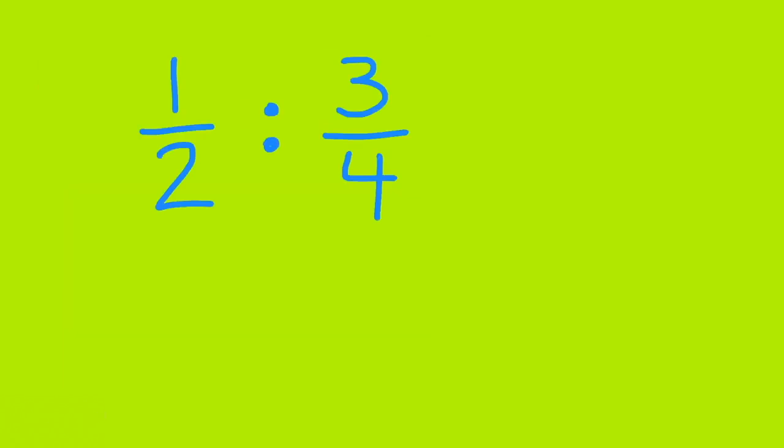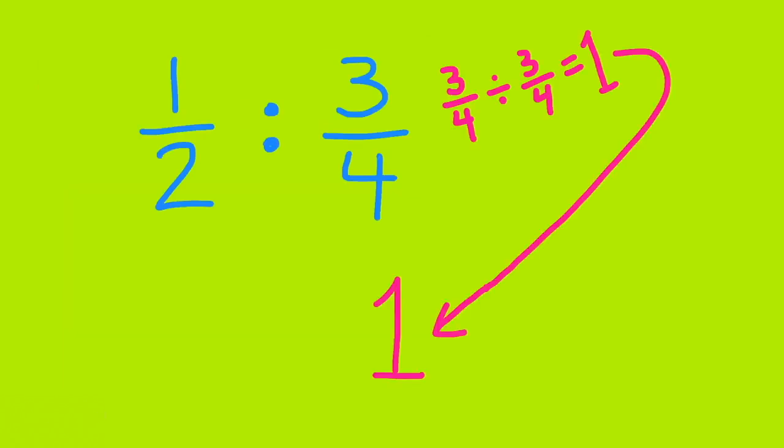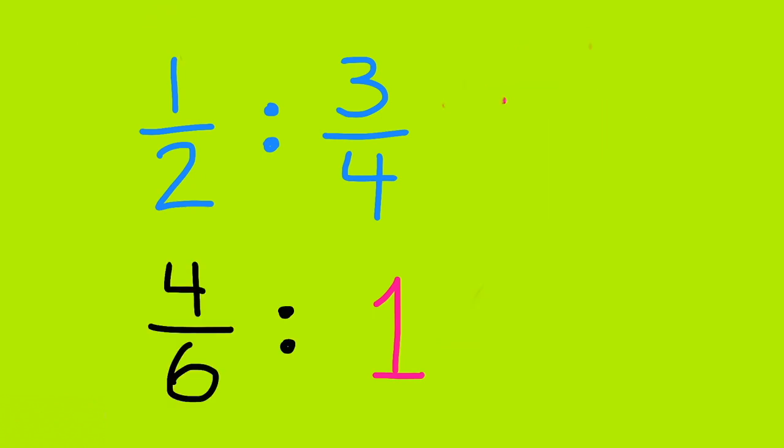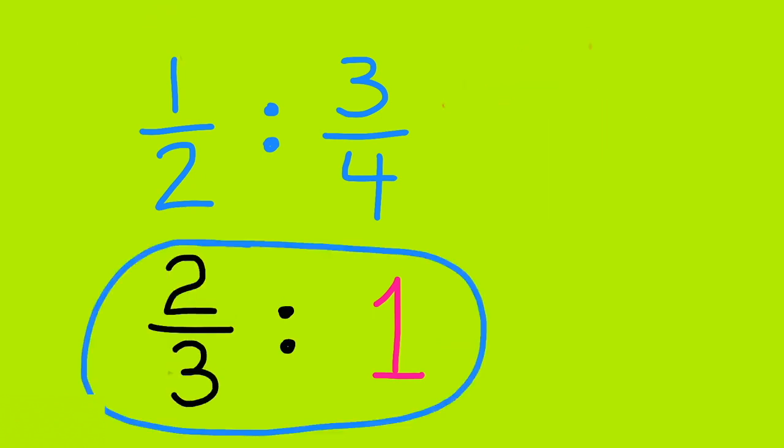A ratio of 1/2 to 3/4. 3/4 divided by 3/4 equals 1, or 1 cup of sparkling water. 1/2 divided by 3/4 equals 1/2 times 4/3, which equals 4/6. 4/6 is also 2/3. The ratio would be 2/3 of a tablespoon of lemonade mix to 1 cup of sparkling water.